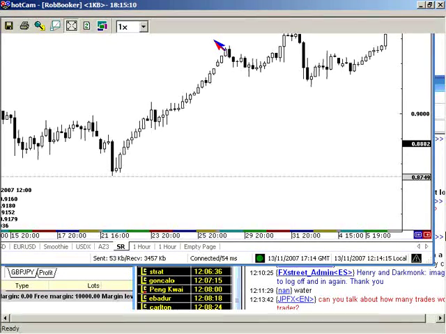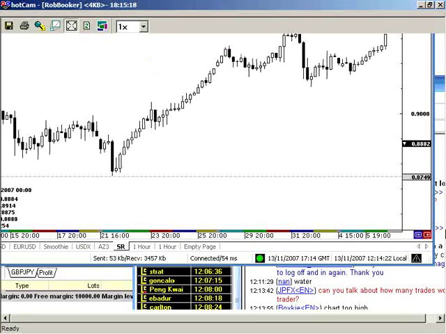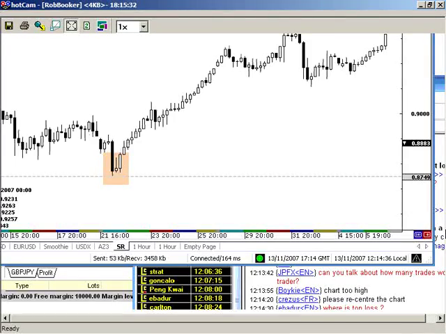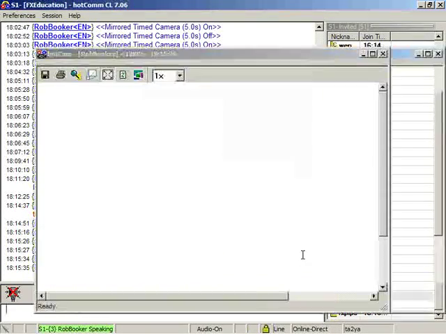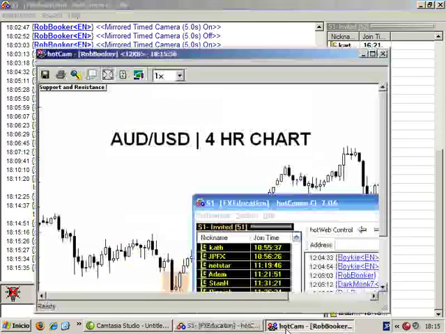Here's the 4-hour chart for the Australian dollar, US dollar. And as you can see back here around the 20th, 21st, and 22nd of October, the Australian dollar fell and hit this low of 87.49. Now, the top of the chart is cut off, so I'm going to try to reshare this chart all over again.